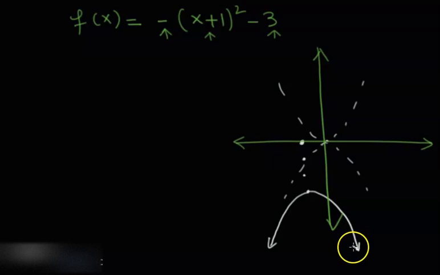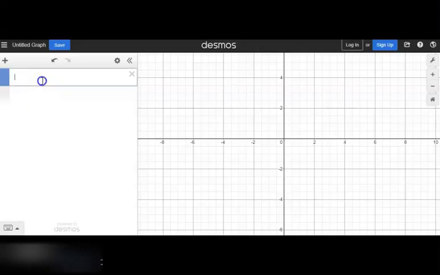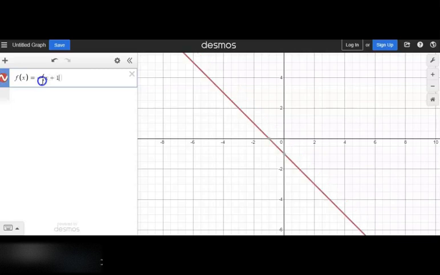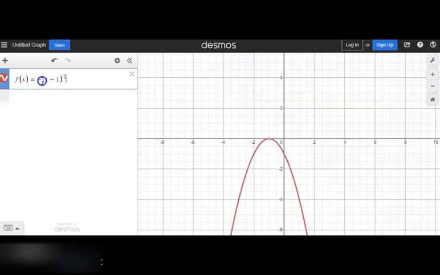We can get the idea from Desmos as well. So this is going to be minus x plus 1 square minus 3. We can see it on Desmos as well. It is f of x equal to minus x plus 1 squared minus 3. That's here. You can compare this. So how did this happen? Let's explain this.